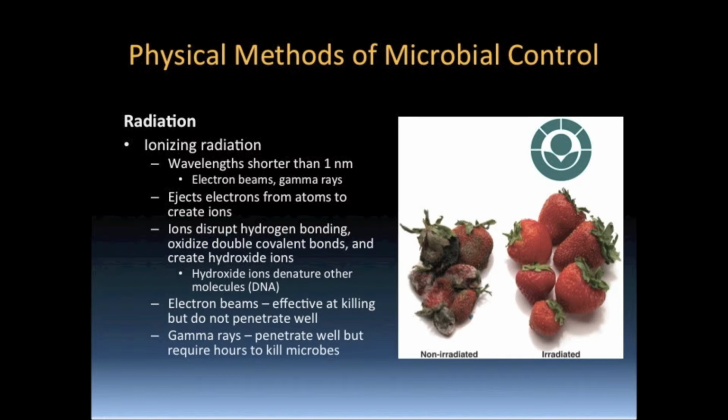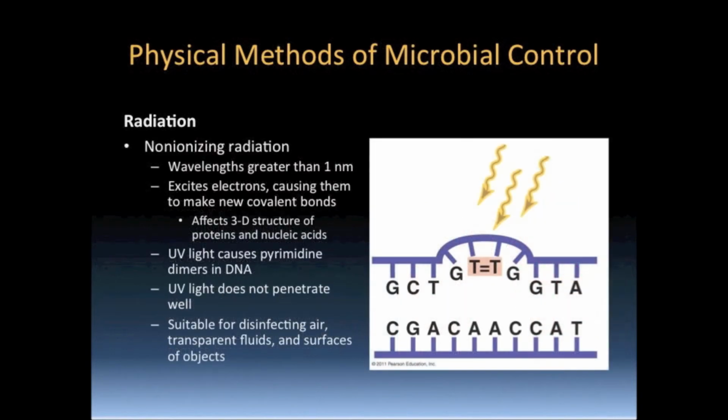X-rays penetrate materials well, but require such an extensive amount of time to kill microbes that it is not used. Ionizing radiation is an effective alternative used to sterilize heat-sensitive materials. Ionizing radiation has been utilized in the food industry to sterilize food to prevent spoilage, and medically to sterilize pharmaceuticals, vaccines, tissue grafts, and heart valves, as well as disposable dental and medical supplies such as gloves and syringes.